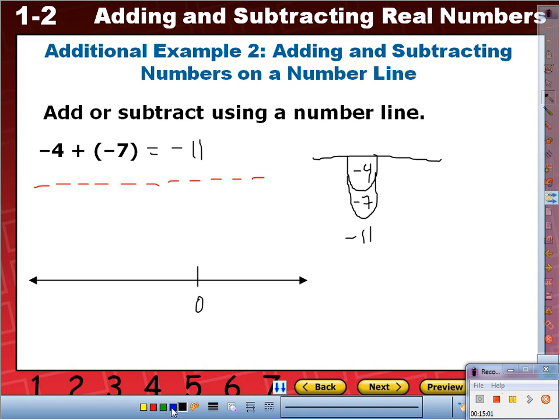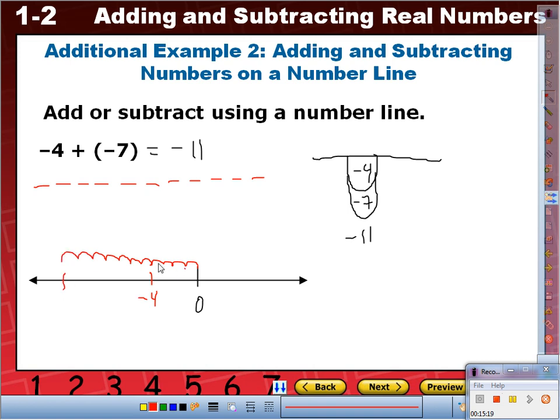Okay, here's 0. And we start with how many negatives? 4. 4 jumps to the left. 1, 2, 3, 4. We end up at negative 4. So far, so good? Then it says add 7 more, also to the left. 1, 2, 3, 4, 5, 6, 7.